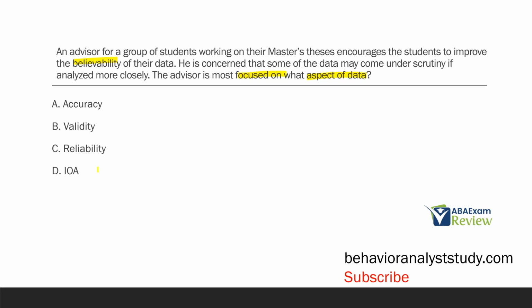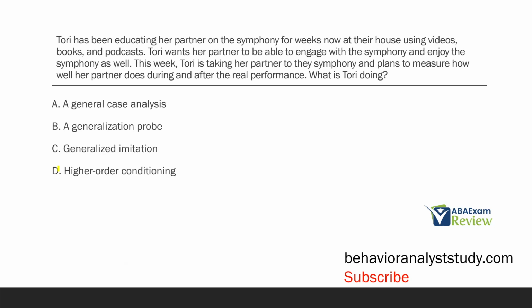And the way we would do that is with inter-observer agreement. IOA is the best way to improve the believability of their data. The advisor isn't saying he doesn't believe it. He's just saying if analyzed more closely, there could be questions. So the best way to answer those questions systematically is through inter-observer agreement. This way, two or more people are measuring the same thing, and we can compare those two results. The more people, the more often they measure, the better.